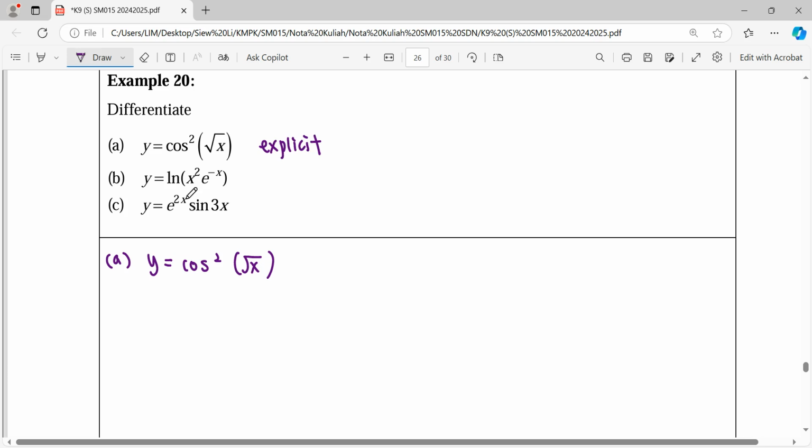When you look at question B, y is also in terms of x, so all of these are functions of x. So all three questions are explicit differentiation. When you want to differentiate explicitly, firstly, write your x in power form. For the square root, you will have power of 1 over 2.